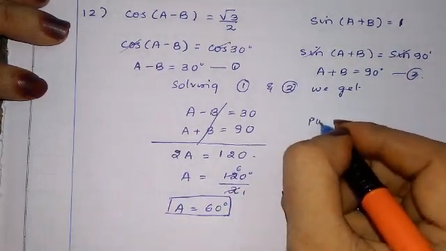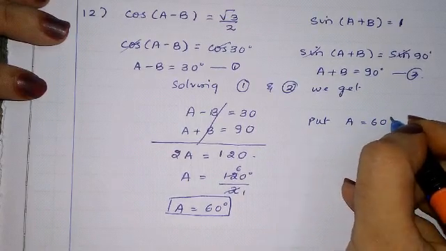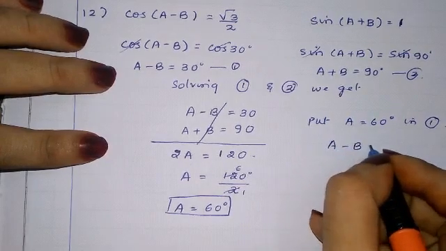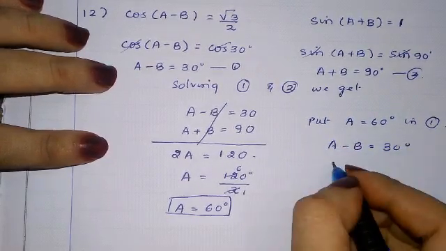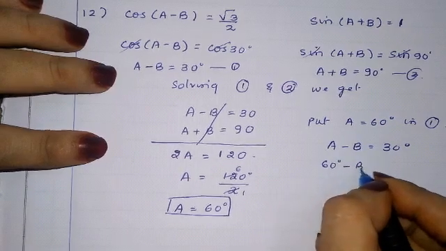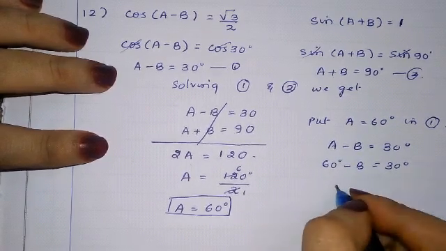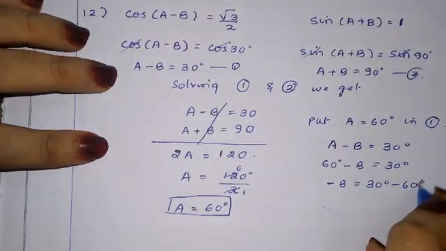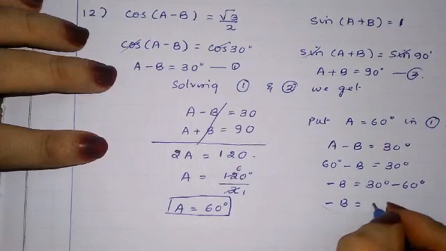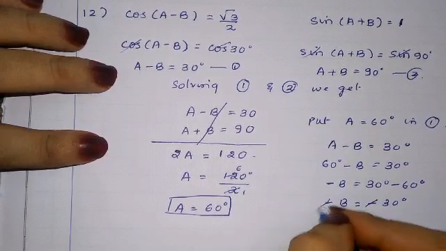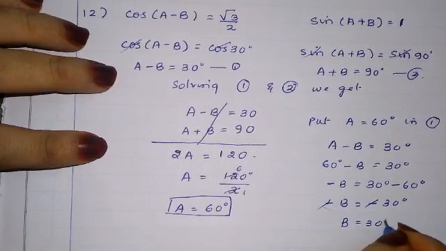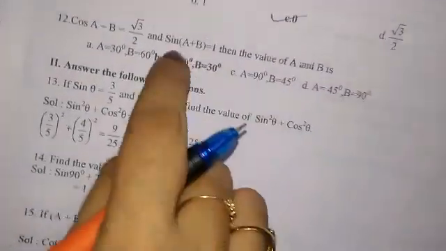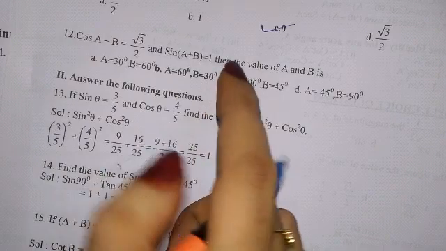Now put A is equal to 60 degrees in equation 1. I'll take equation 1. A minus B is equal to 30 degrees. 60 degrees minus B is equal to 30 degrees. Minus B is equal to 30 degrees minus 60 degrees. Minus B is equal to minus 30 degrees. So minus minus gets cancelled. B is equal to 30 degrees. So here the correct option is A 60 degrees and B 30 degrees.